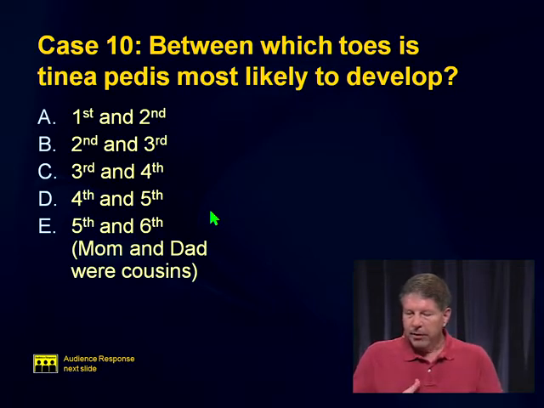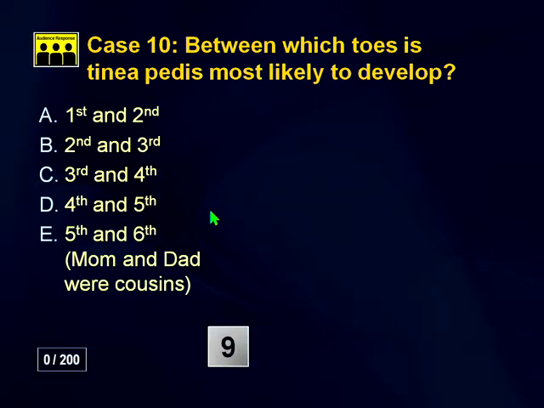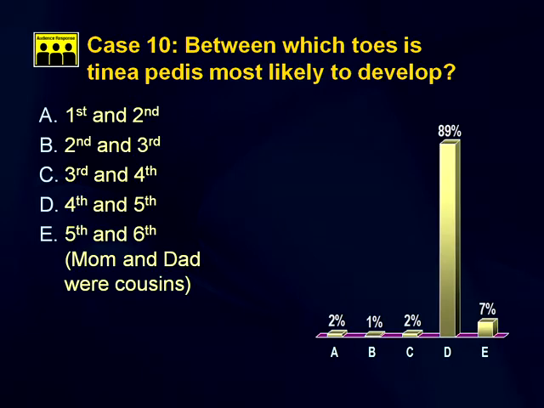All right. So between which toes is Tinea most likely to develop? First and second, second and third, third and fourth, fourth and fifth, or fifth and sixth? What do y'all think? All right, you're actually voting. That's great. Short-term memory here. Good. So 11% of you, well, the 7% I'll give you a break because you're from Jersey Shore.